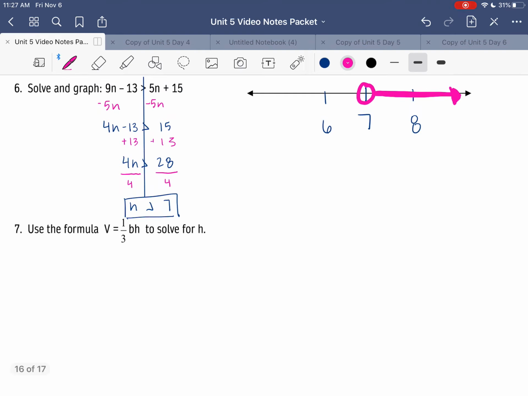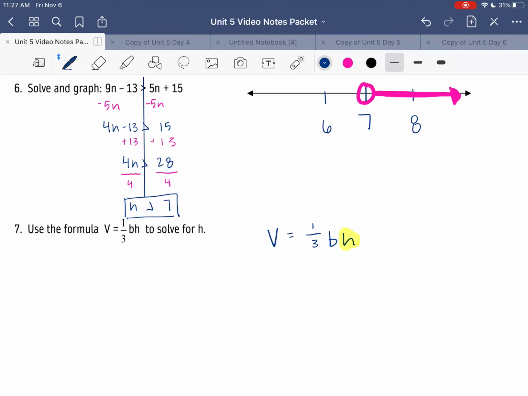Last problem for this review is actually one that we've seen in notes. So we have the volume formula, or we have a volume formula. There are lots of volume formulas. So we have V equals 1/3 BH. And this time, I think last time we got V by itself. This time it says to solve for H. So that means we're going to get this H by itself.